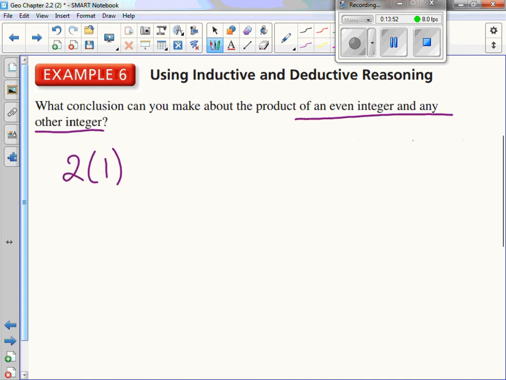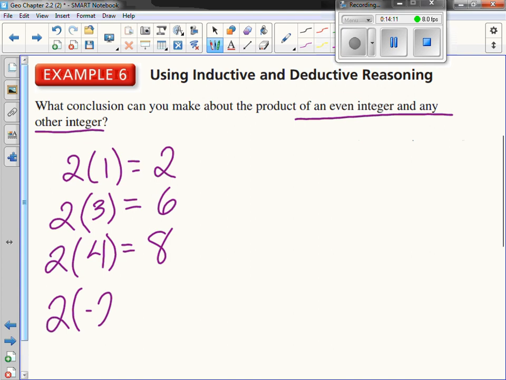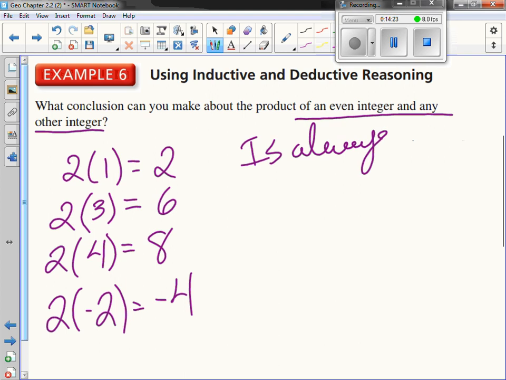2 times 1. 2 times, so Caleb, give me a number. Let's try two even numbers. 2 times 4 is? How about 2 times negative 2? It's still even, yes? So the product of an even number and any other integer is always even.